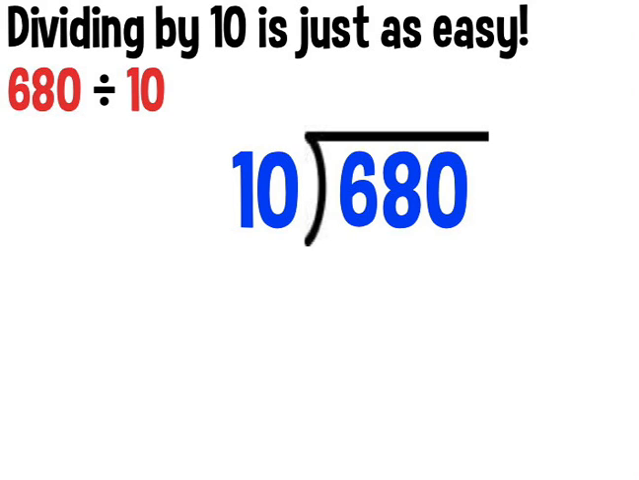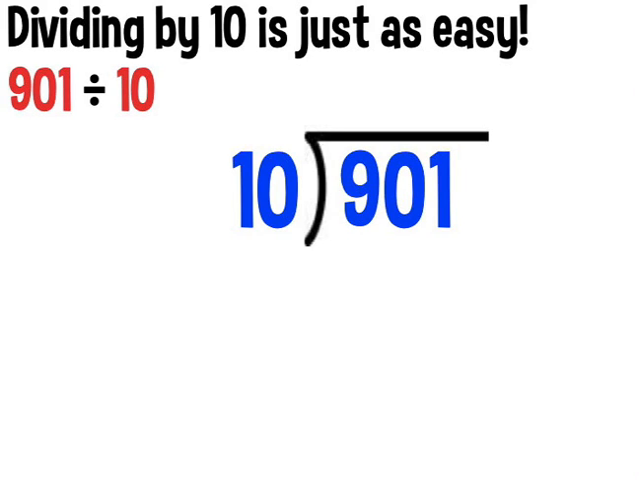Let's try another one. 680 divided by 10 would immediately become 68 remainder 0. We don't have to write the remainder, so it's just 68. Here's another one. 901 divided by 10 would simply become 90, remainder 1, also known as 90.1. Same answers, same thing.